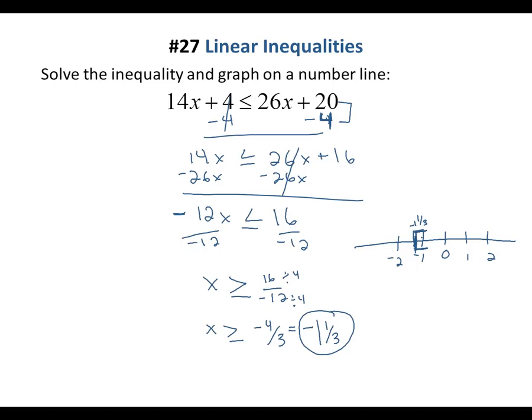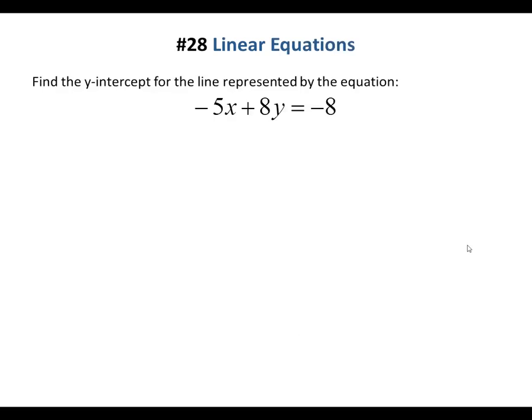Okay, so we got a number line. We have 0, 1, 2, negative 1, negative 2. Where is negative 1/3 on this number line? In between what two numbers? Negative 1 and negative 2. I'd say right about there, right? I'm estimating. It's right about there. It's not quite halfway.